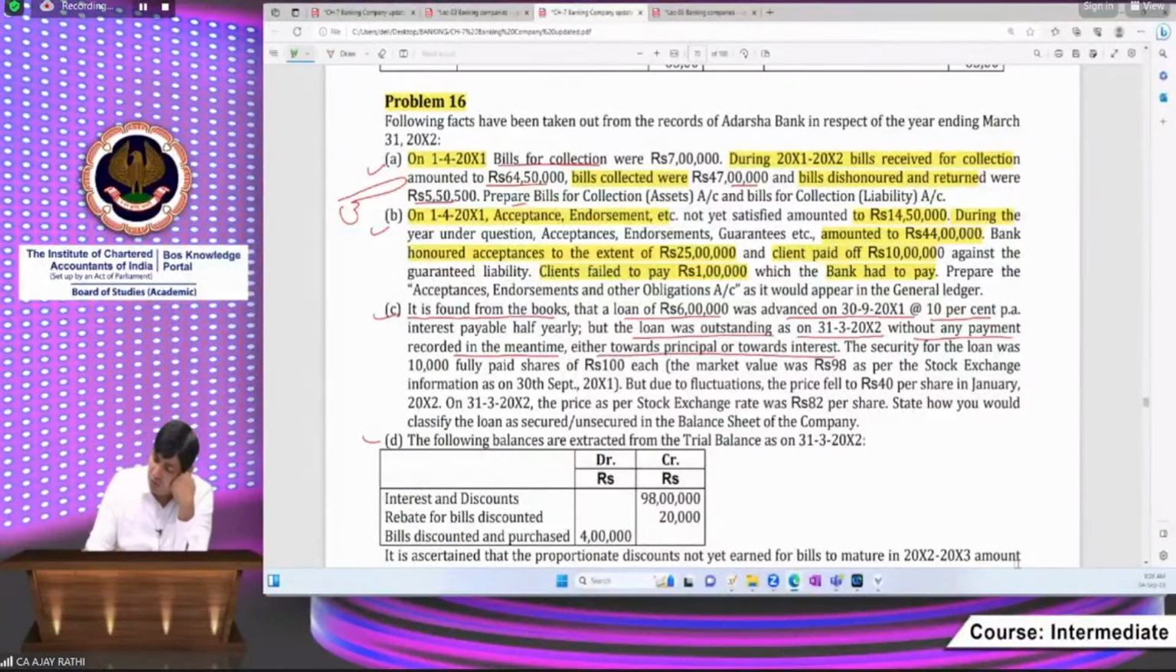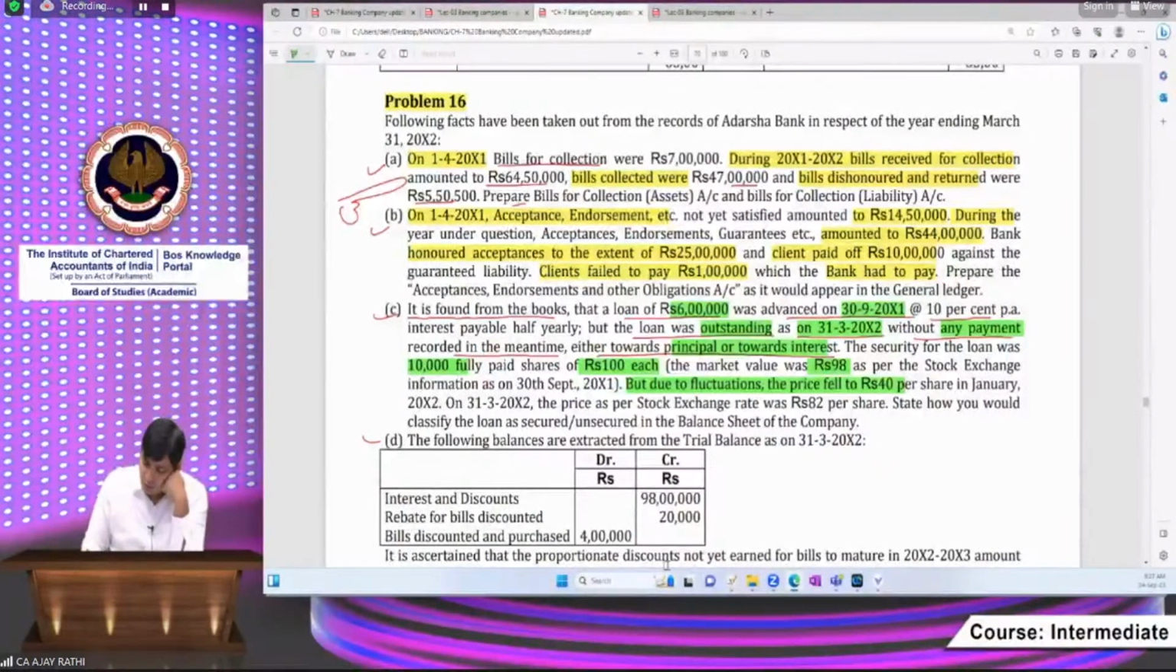Loan was given on 30th September. Okay, and on 31st March, loan was outstanding rupees 6 lakh and no interest was paid. And security is there: 10,000 shares of 100 each, whose market value was this one. So can I say 98 multiplied by 10,000? That was the security, 9,80,000. Yes. But due to fluctuation, the security value, shares price were now 40.